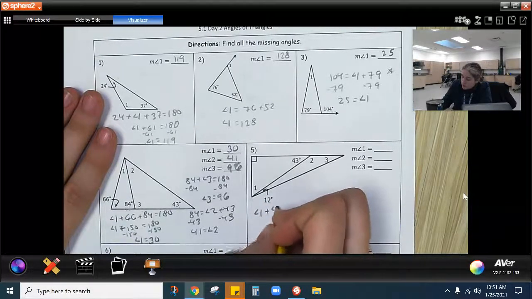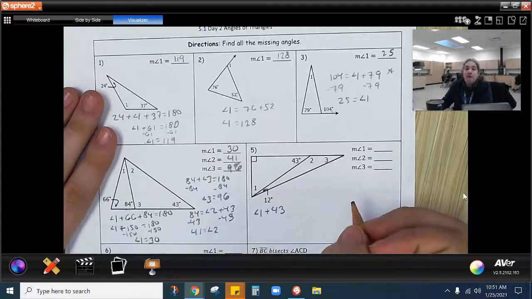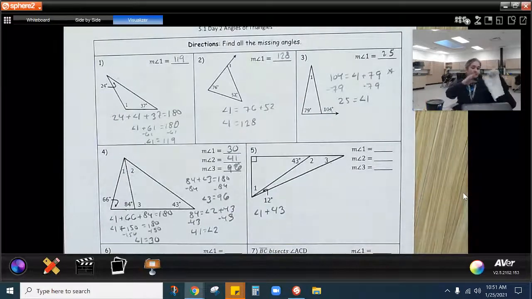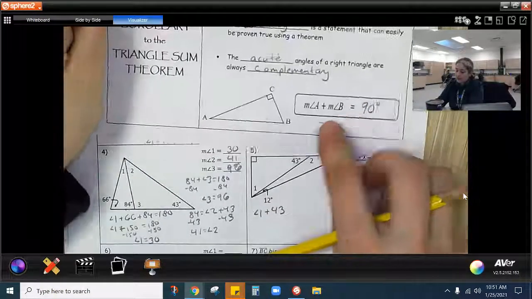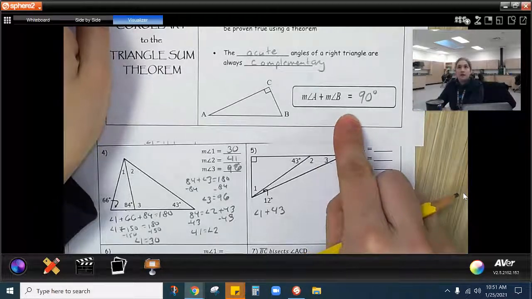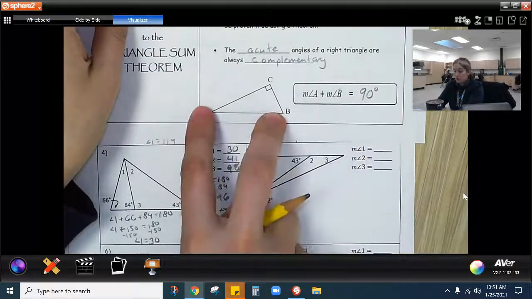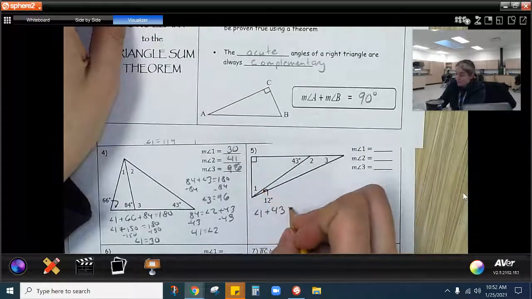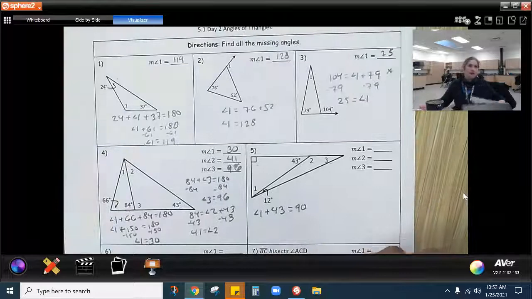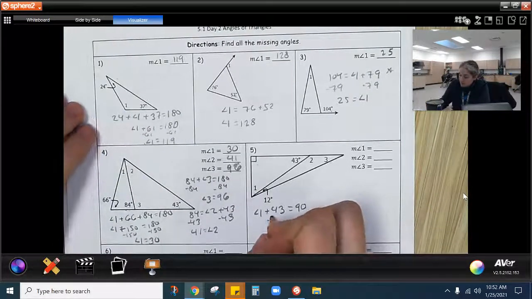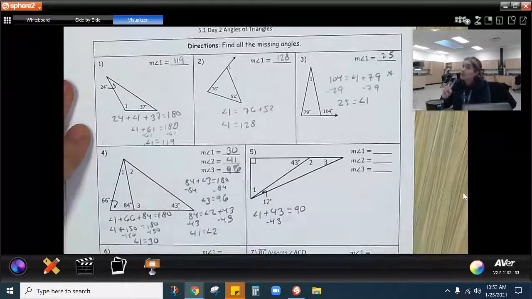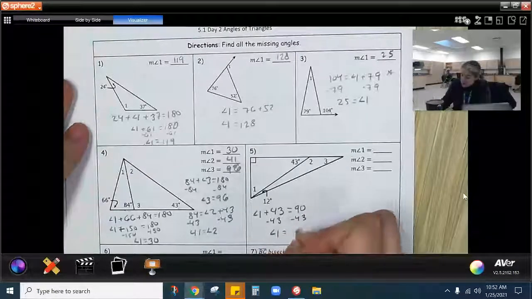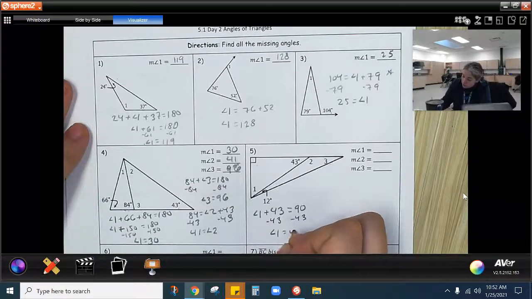So angle 1 plus 43. The other thing we know too is we learned about that corollary just now, which said that if we have a right triangle, then the 2 acute angles add to make 90. So angle 1 plus 43 plus 90 equals 180, or I'll make it a little easier myself. Those 2 make 90. There are multiple ways to do this. I like to be efficient, not lazy, efficient. So I subtract 43 on both sides. We get angle 1 is equal to 47.